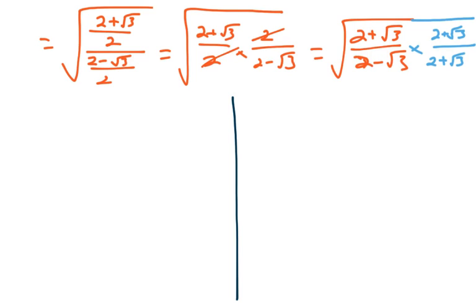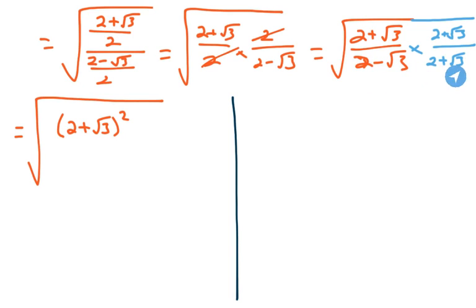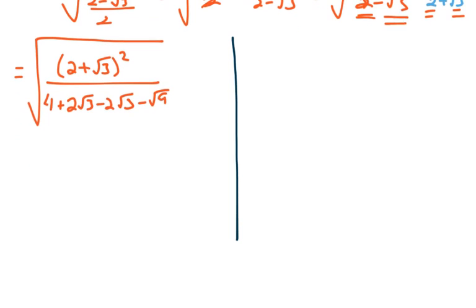And what this looks like is this is equal to the numerator. Let's see, I'm going to make a big square root. The numerator just becomes 2 plus the square root of 3 squared, because we're taking this times itself. The denominator, we're going to have to FOIL out. So this is going to become, let's see, 2 times 2 is 4. 2 times the square root of 3 is just 2 square root of 3. Negative square root of 3 times 2 is going to be negative 2 square root of 3. And that's going to work out nicely. And then negative square root of 3 times positive square root of 3 becomes negative square root of 9.